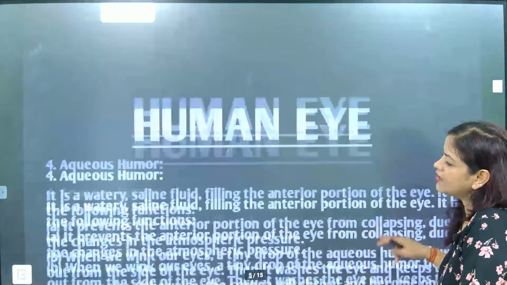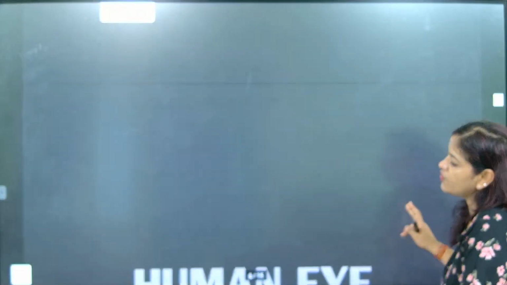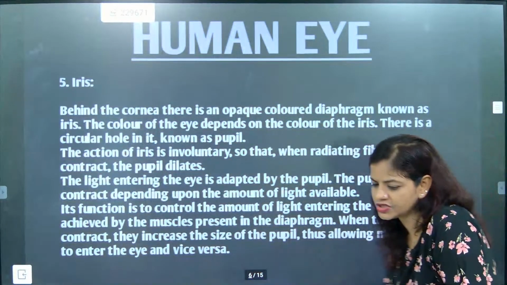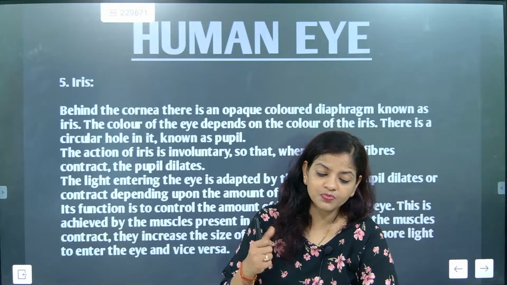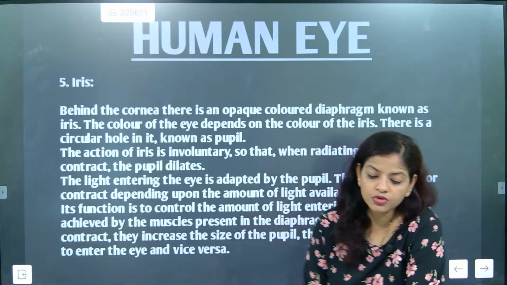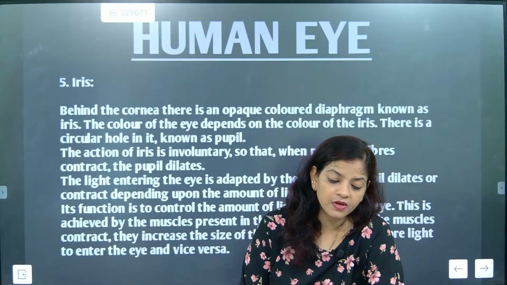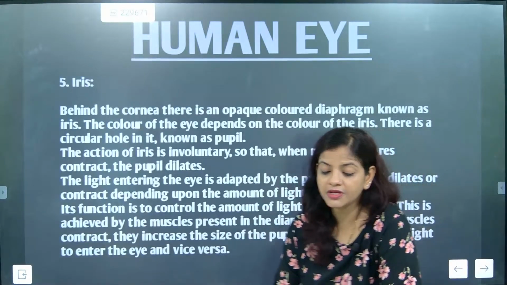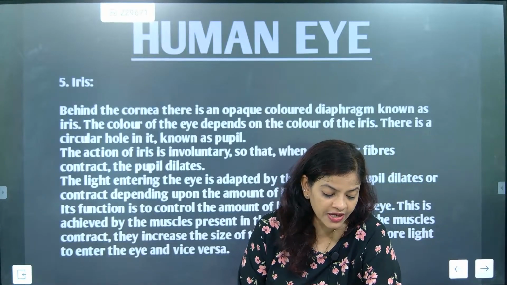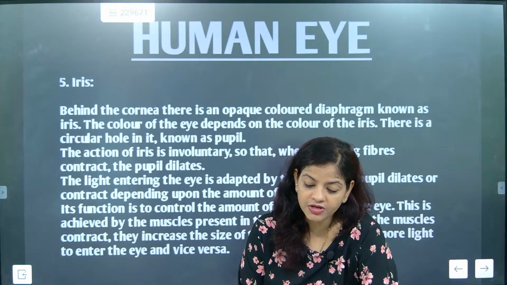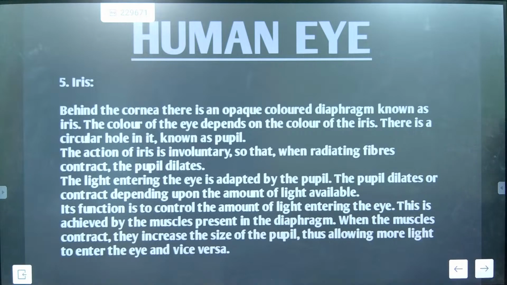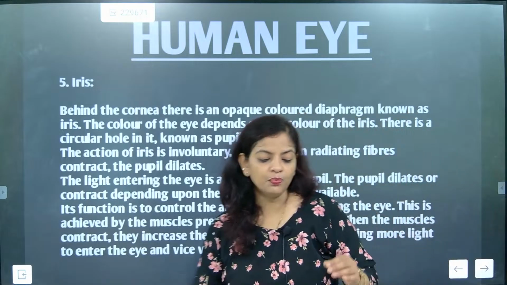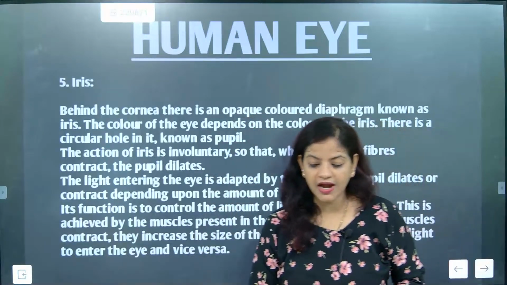Aqueous humor and vitreous humor we learned. The next important part we are going to understand is the iris. This is the most crucial sector. Children, just put thumbs up in the group so that more children can see it. Now listen. Behind the cornea, there is an opaque colored diaphragm known as the iris. Now, pupil and iris.